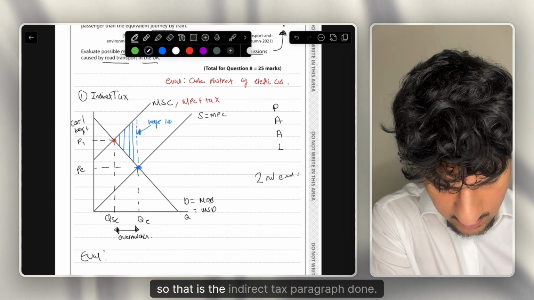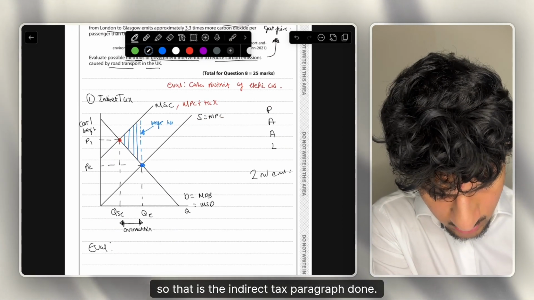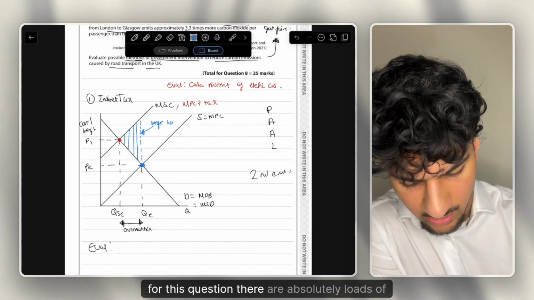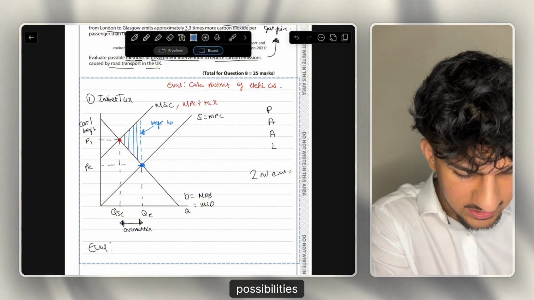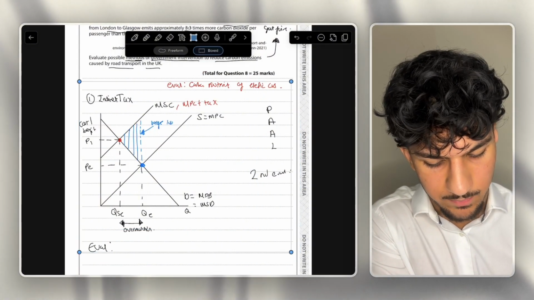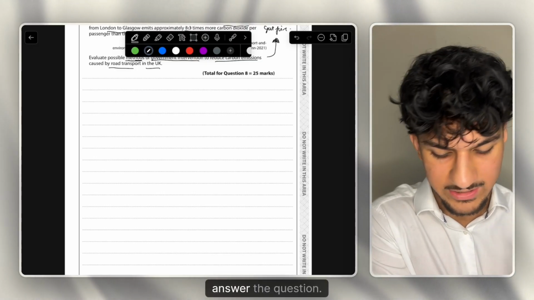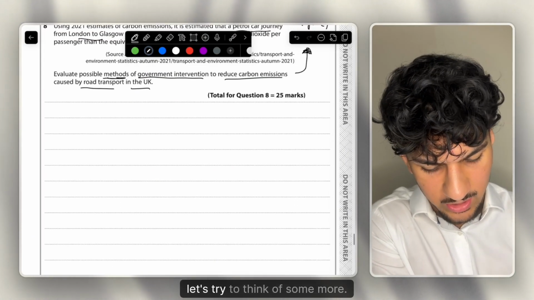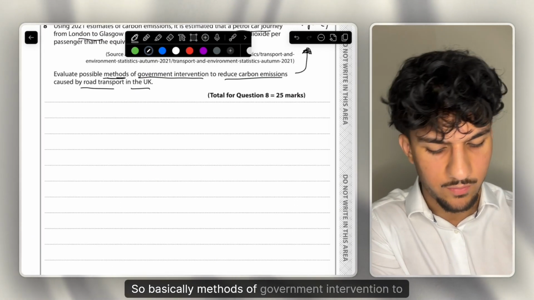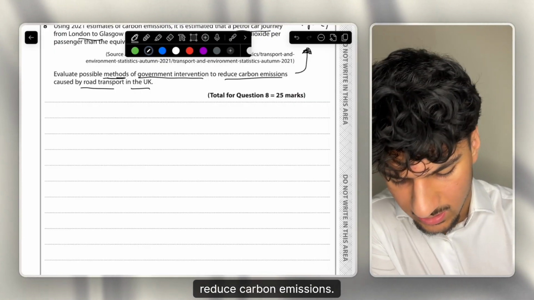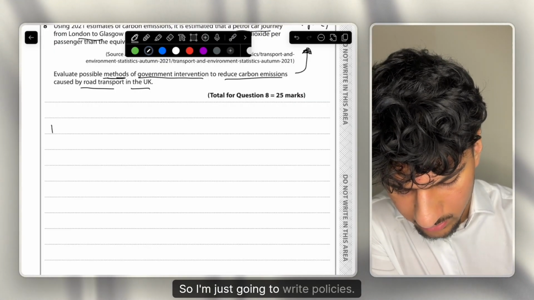Okay, so that is the indirect tax paragraph done, but for this question there are absolutely loads of possibilities and different ways you can answer the question. So let's try to think of some more. So basically, methods of government intervention to reduce carbon emissions. So other ones include, so I'm just going to write policies.